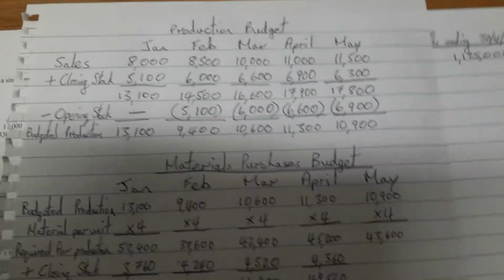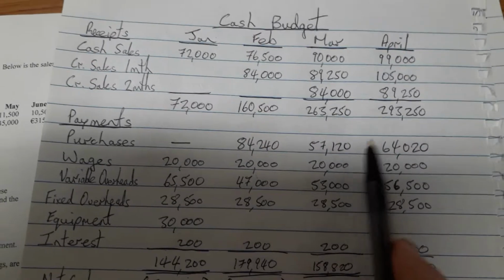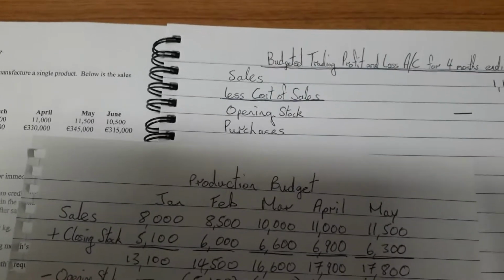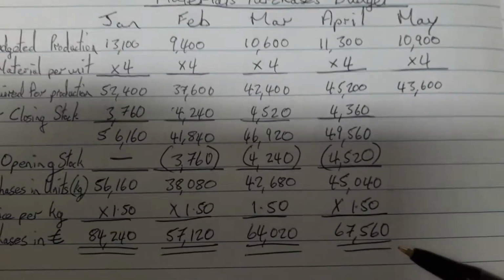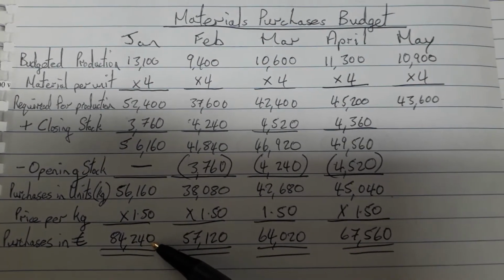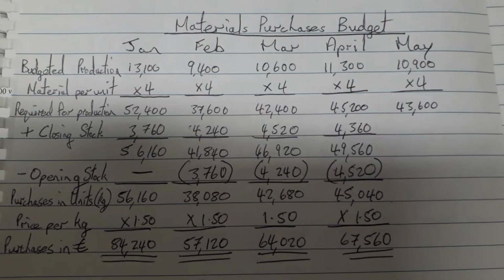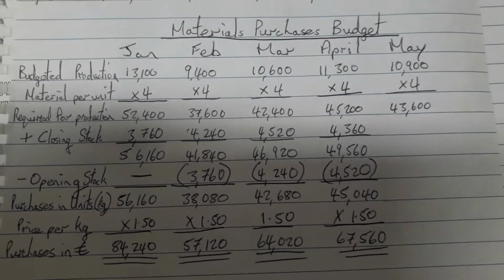And this is one to watch out for, I suppose. From the budget, our purchases for the 4 months were, we just put in these three figures. But since we use the matching concept when we're preparing trading profit and loss accounts, we include all purchases for the particular period, regardless of whether they've been paid for or not. So we've got to take this 84,240 for January, 57,120 for February, this for March, and this for April. Add the four of those up to get your total purchases figure for the 4 months.